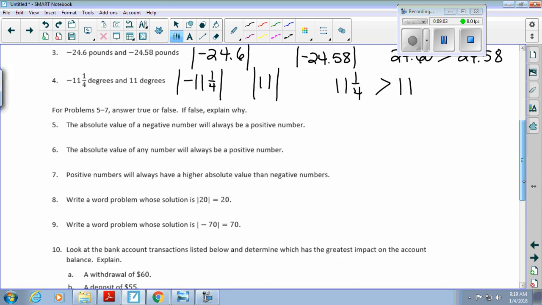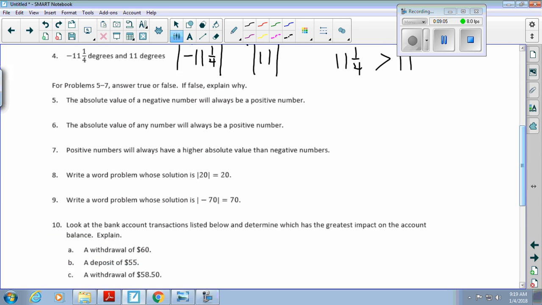All right. So the absolute value of a negative number will always be a positive number. Is that true or false? True. Very good. It's always going to be true. The absolute value of any number will always be a positive number. Also true. Very good. The next one, positive numbers will always have a higher absolute value than negative numbers. Everyone? False. There's no trick in you kids.